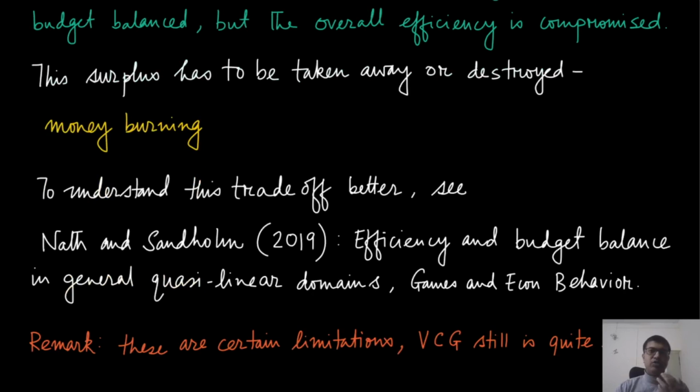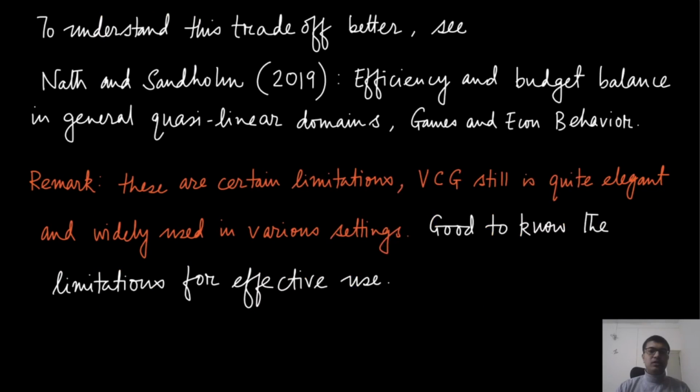I am not going into the details, but if you want to understand the trade-off between efficiency and budget balance in general quasi-linear domains, I suggest this work of ours, which appeared in Games and Economic Behavior. It gives an idea about what the trade-off is and what the necessary condition is when you want to have budget balance. It essentially says that asymptotically, when you have a lot of players, inefficiency goes away.